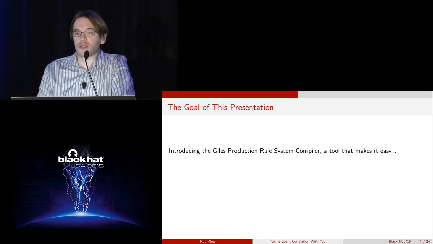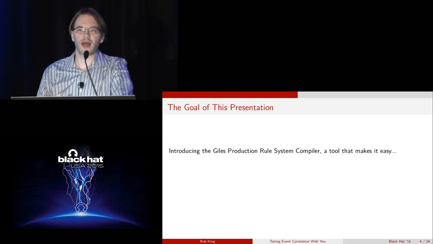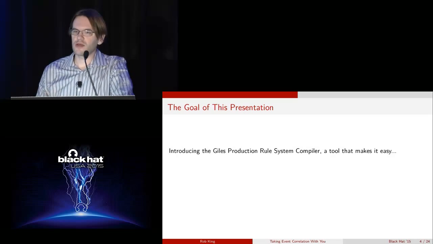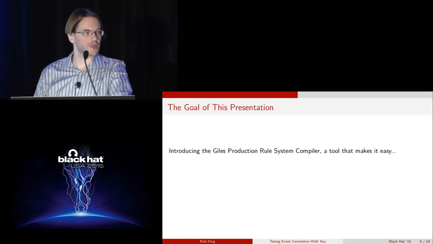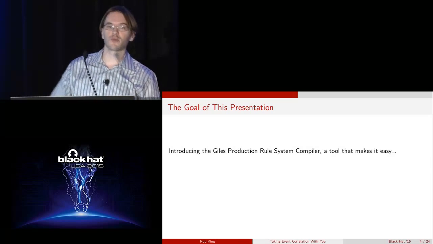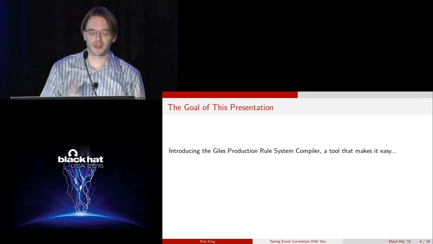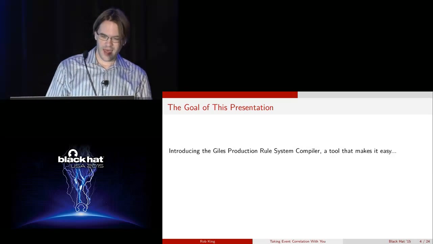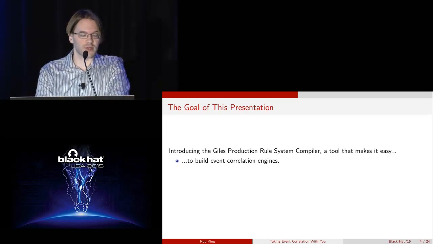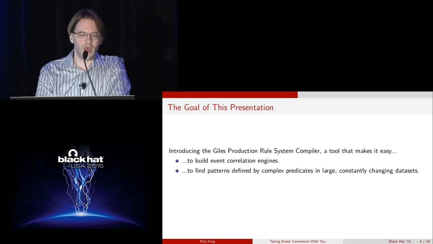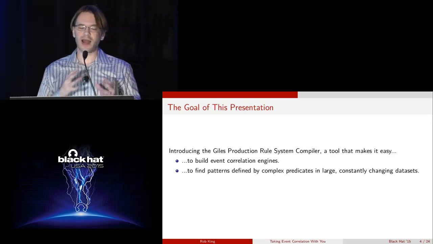The goal of this presentation specifically is to introduce a new open source tool called Giles. Giles is a compiler that makes it easy to build event correlation engines. Giles itself is not an event correlation engine. It helps you build event correlation engines. It's a teach someone to fish versus giving them a fish kind of metaphor. So it makes it easy to build the kind of event correlation engines that we're talking about. And it makes it easy to find patterns defined by complex predicates.